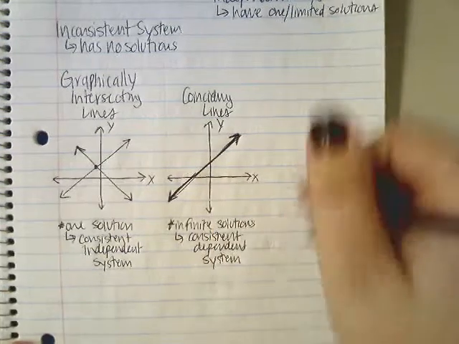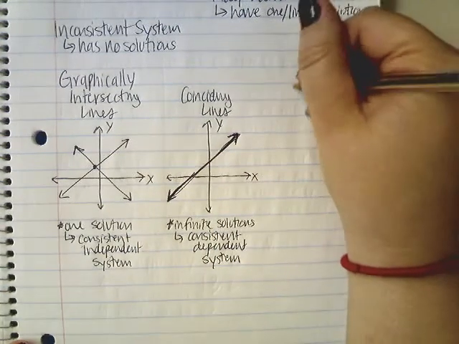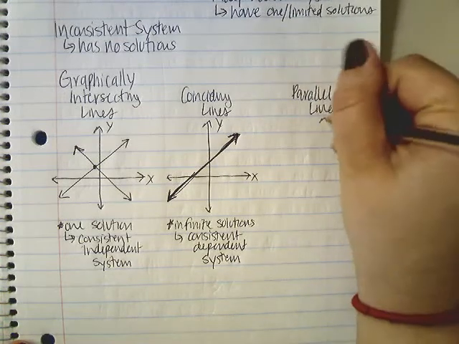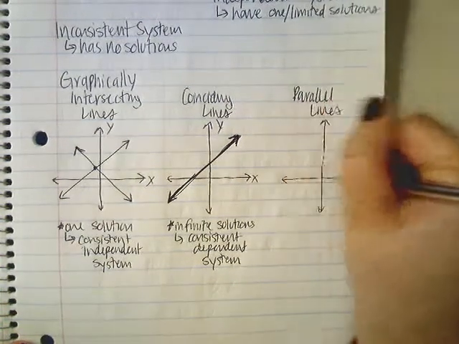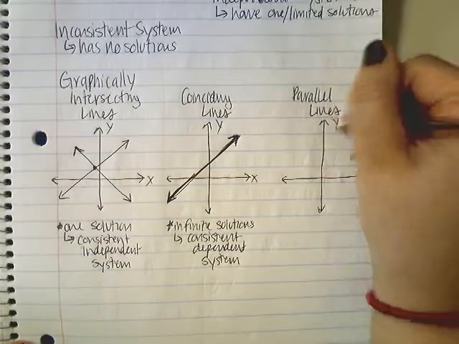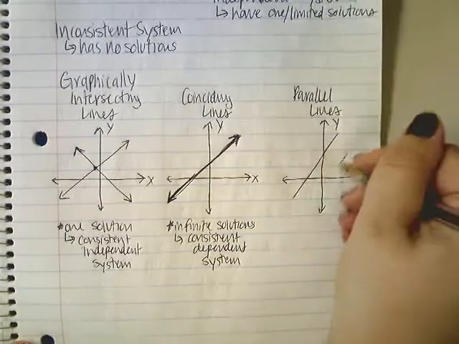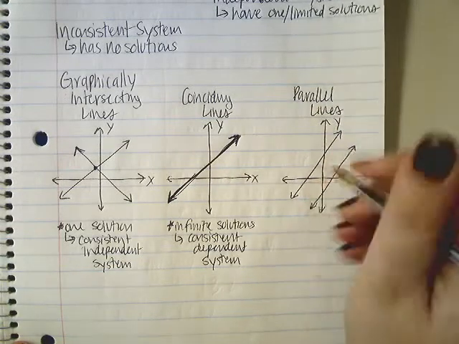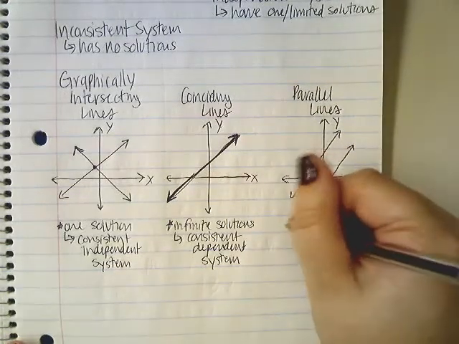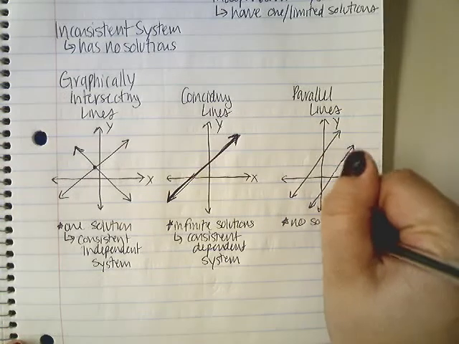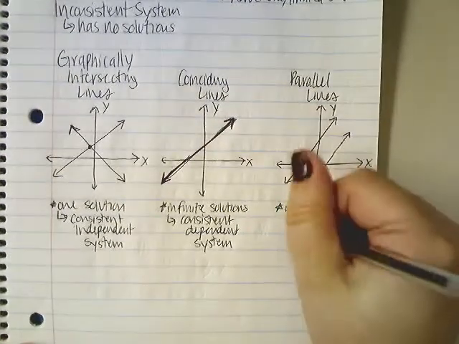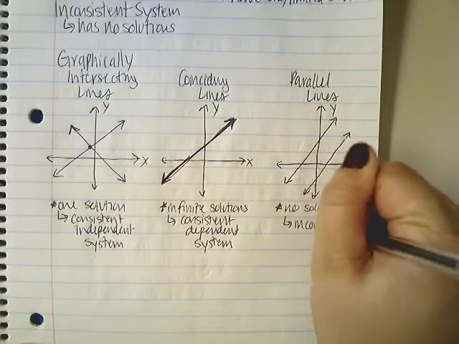Infinite solutions. And last but not least, we have parallel lines. So our last quick sketch. Parallel lines, we now have the same slope, different y-intercepts. So there are no solutions. They will never intersect. So it is going to be an inconsistent system.